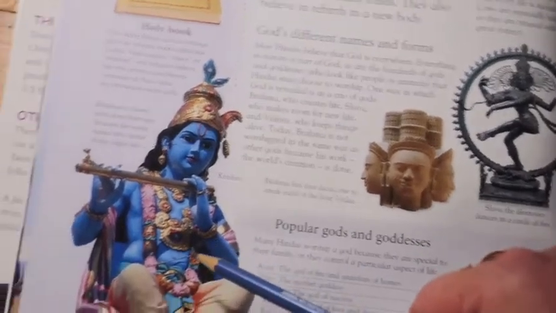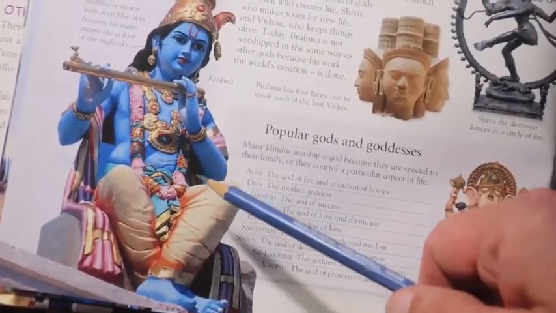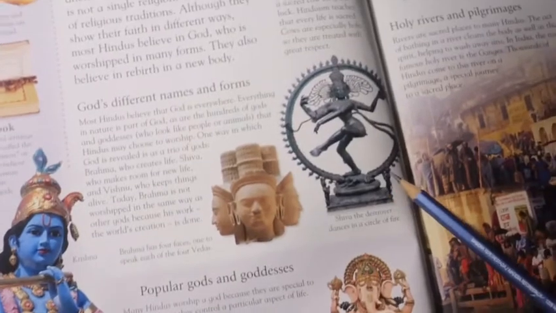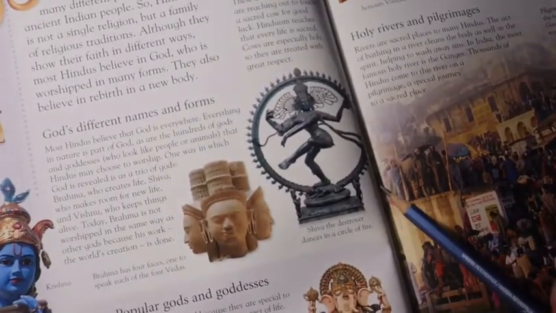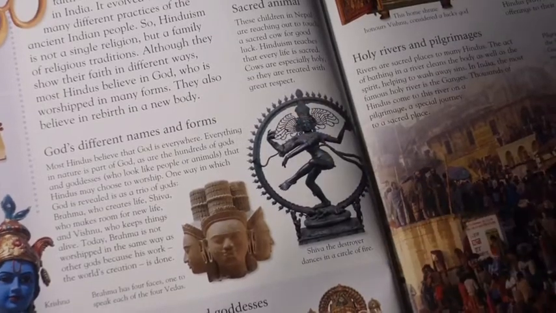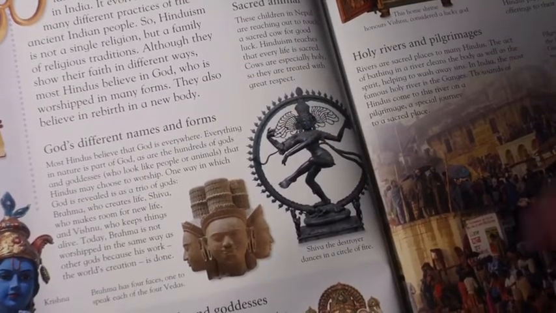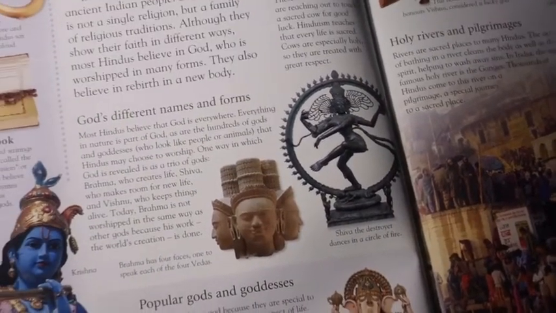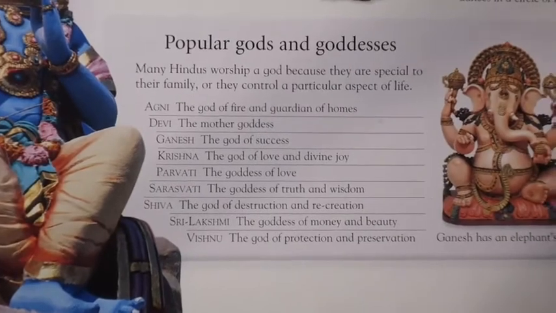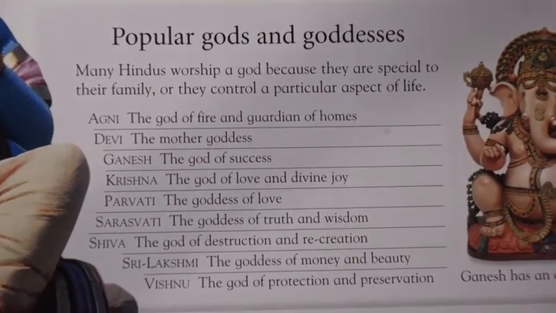So here's a picture of Krishna, and here's a sculpture of Brahma, and there is Shiva, also known as the destroyer, dancing in the circle of fire. But there are many, many gods. In this book they explain some of them, so let's look at them here.